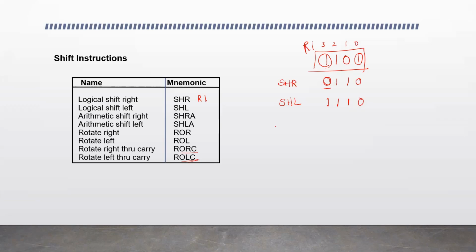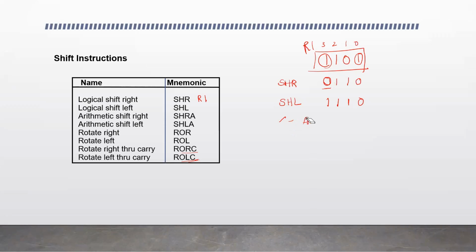And arithmetic shift right. The mnemonic used is SHRA. This instruction is different from logical shift right and logical shift left in a way that here the numbers are considered as signed numbers. So the sign is retained here. The sign of a number is retained when you perform shift right, but shifting left in arithmetic operation.